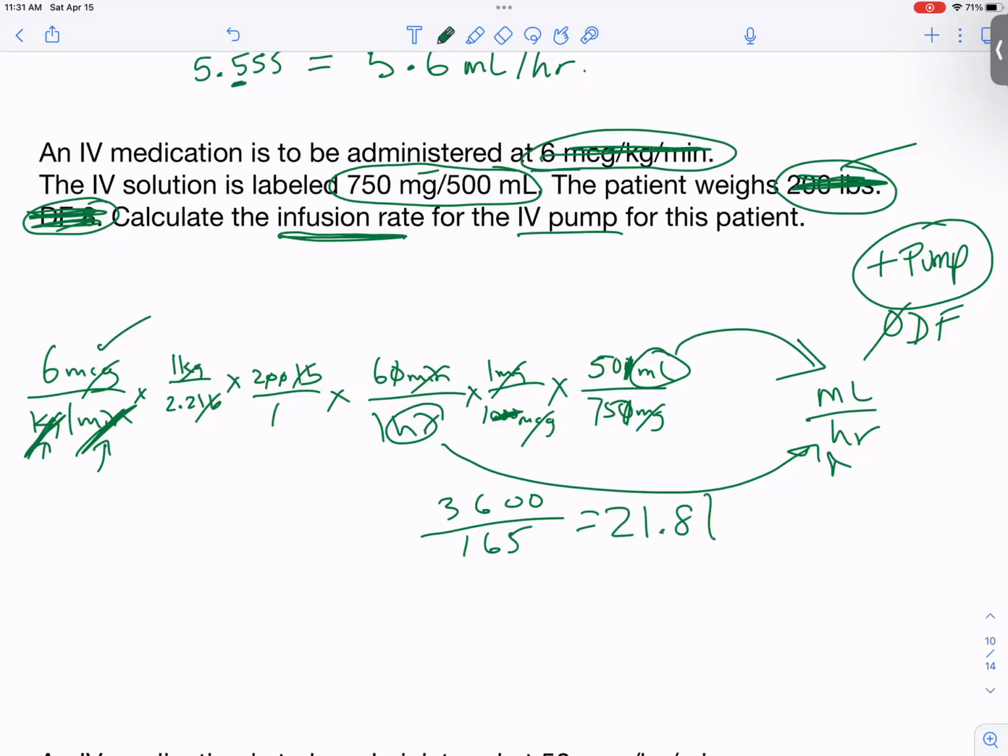Anything over 10, we follow the rounding rules. 10 and up, I round to the whole number. So 8 is greater than 5. So it is 22 milliliters an hour. Beautiful. All right, let's get to some.